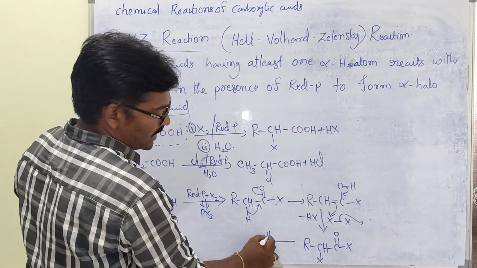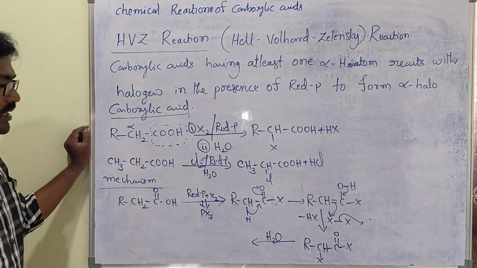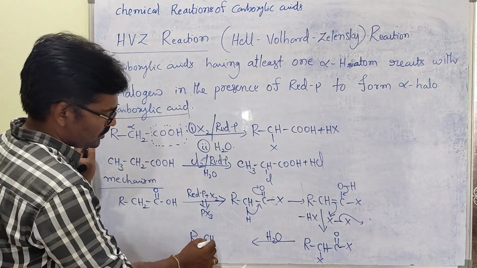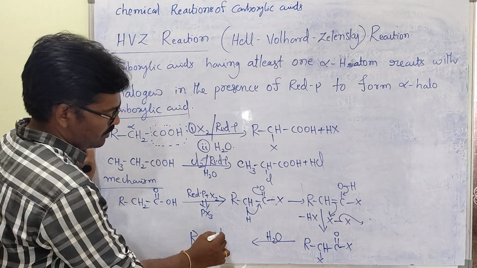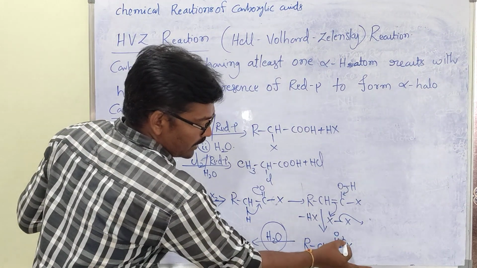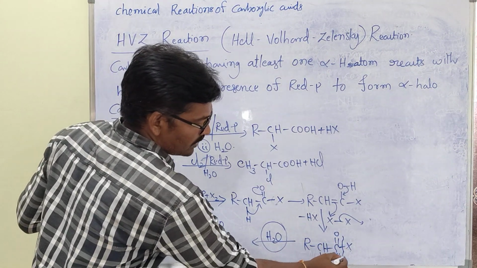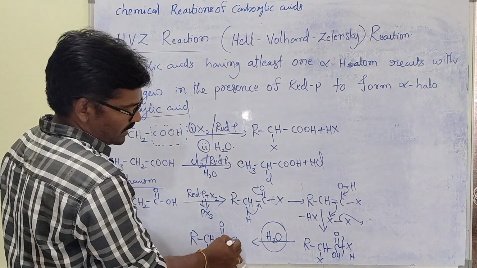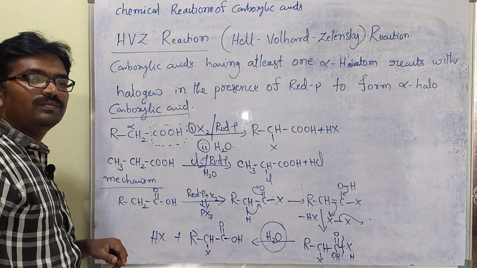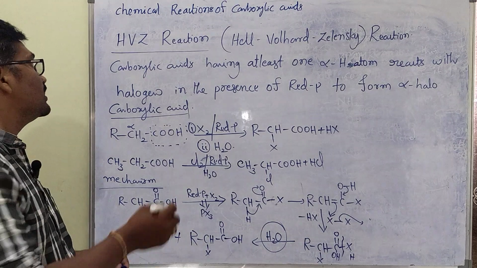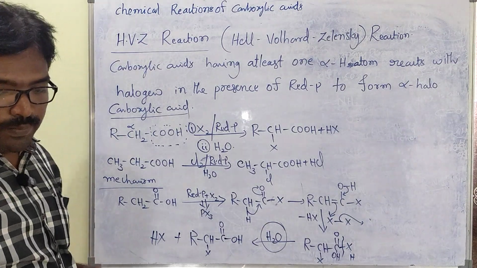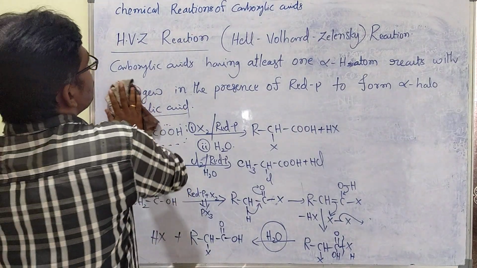Now when it reacts with H2O, we have RCHX C double bond O. Once you do the hydrolysis, the bond will break here, OH will be attached there and H will be attached there, then finally OH will be formed and HX will be eliminated. So this is a very famous reaction, the Hell-Volhard-Zelinsky reaction. Based on this reaction, let's look at what type of questions they are asking.